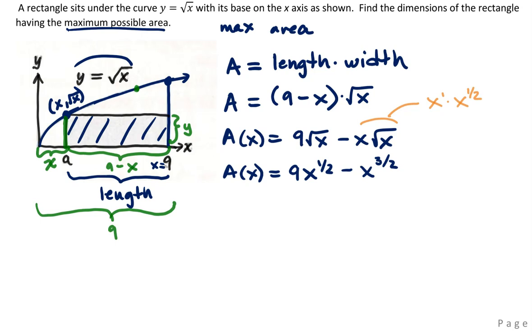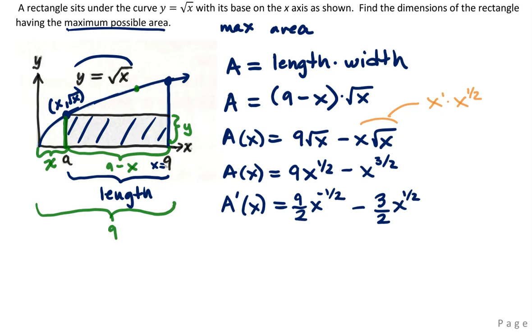If I want to maximize, I'm going to take the derivative and find some critical values. So I'll drop the 1/2 down to the front, which will give me 9/2 as my coefficient. The new power will be 1/2 minus 1, or negative 1/2. I am also going to drop down the 3/2 in the second term, and the new power will be 3/2 minus 1, which is 1/2. So there's my derivative. I want to think about when is it undefined and when is it 0.